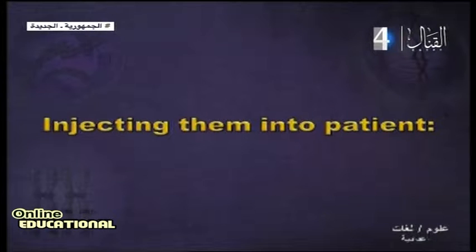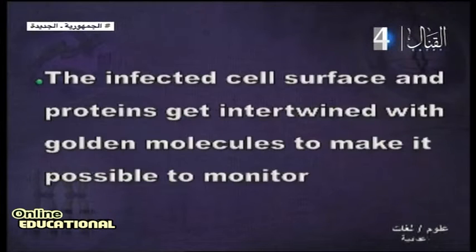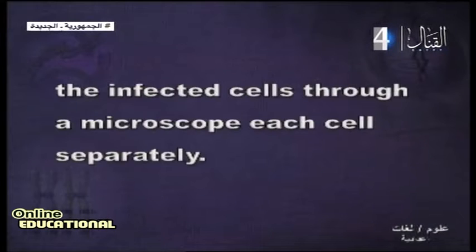We inject them into the patient who is suffering from cancer. What will happen? The infected cell surface and protein get intertwined with golden molecules to make it possible to monitor. So, gold attaches to the cancer cells so they can easily be monitored through a microscope, each cell separately. Gold helps us to see cancer cells clearly.